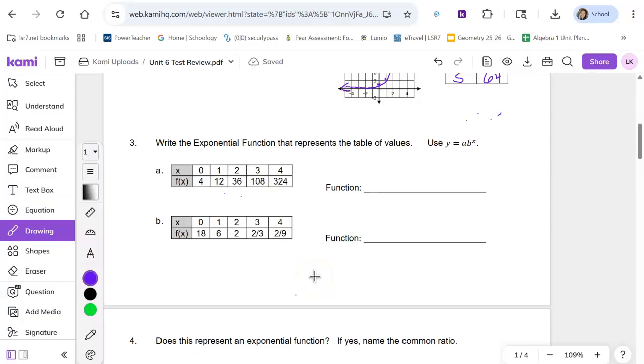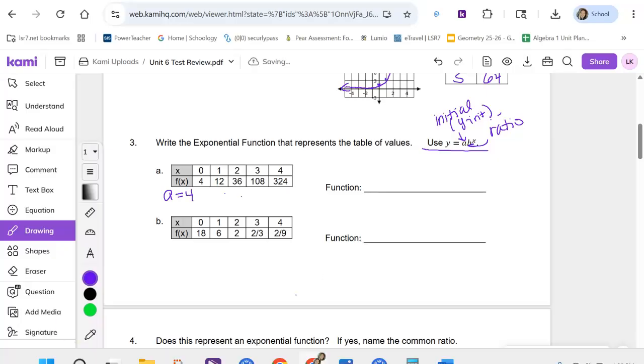Write the exponential function that represents the table of values using y equals a times b to the x power. A is your initial or your y-intercept. B is your ratio. So that's the first thing we need to do, identify these things. For this one, I have (0, 4), (1, 12), (2, 36). I can say my a or my y-intercept is 4.